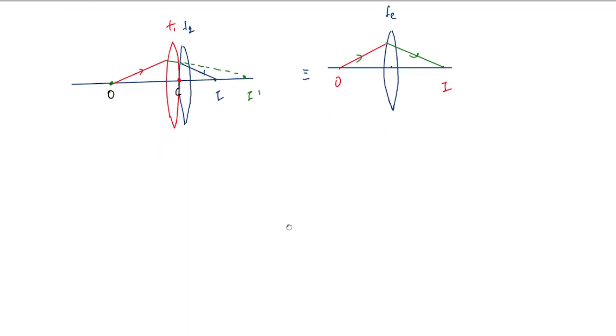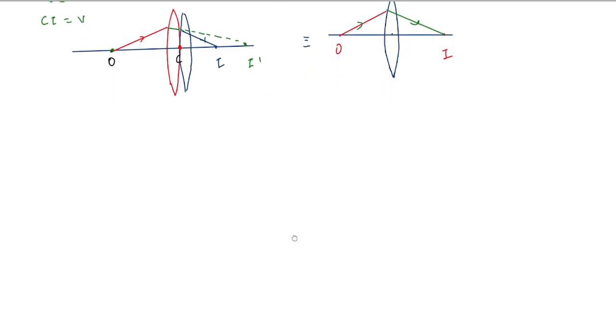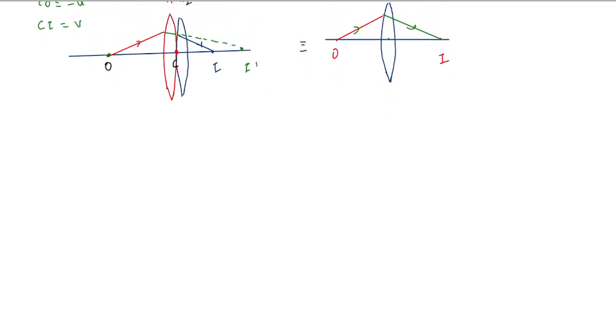Now we'll start the derivation. Now for the combination CO would be minus u by sign convention, because light is moving from left to right and we are moving from right to left. And then Ci would be plus v. With that in mind, we will start the derivation.